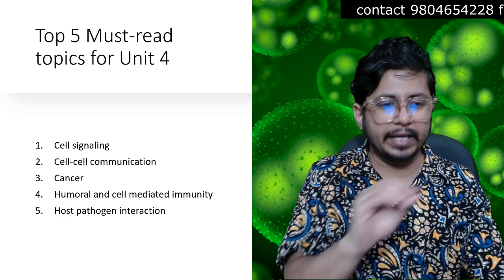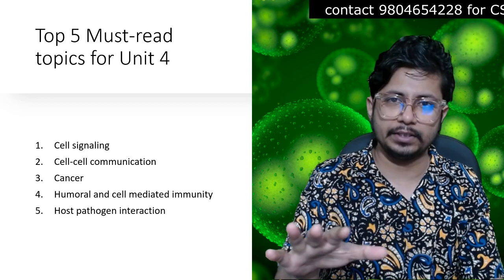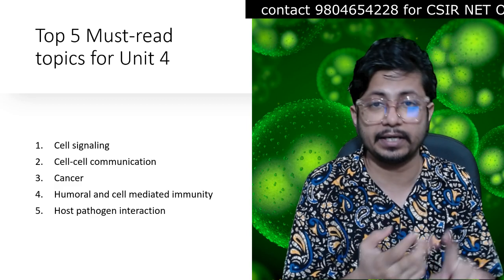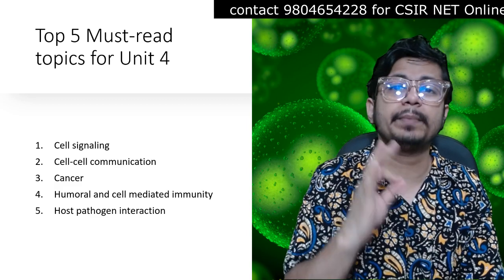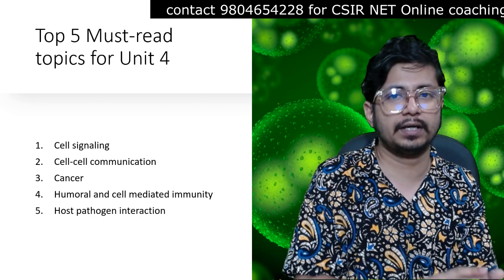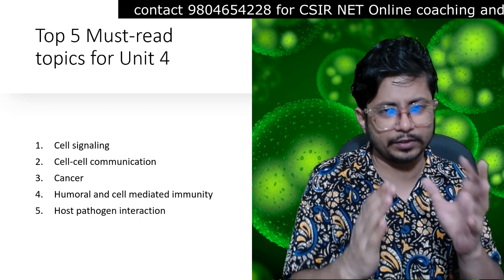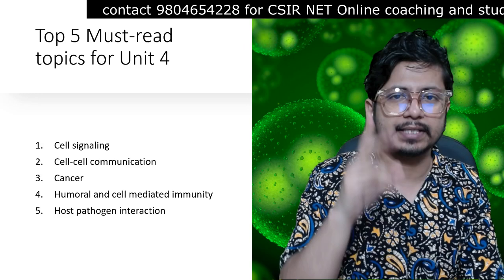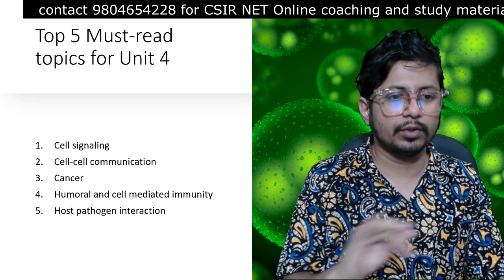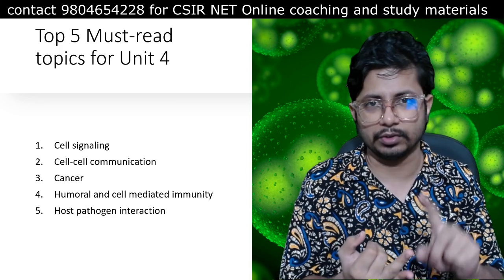Now if you remove the whole immunity or immunology portion from here, you have cell signaling, cell communication, cancer, and host pathogen interaction, which can be covered with limited time, I believe. And if you want to make the time even shorter, then you can go with cell signaling, cell communication, and cancer, because that will be restricted to cell biology only. You don't need to read the immunology, you don't need to read the host pathogen interaction.